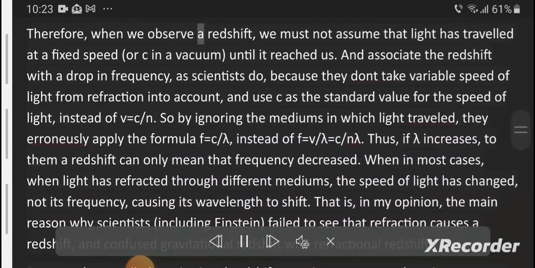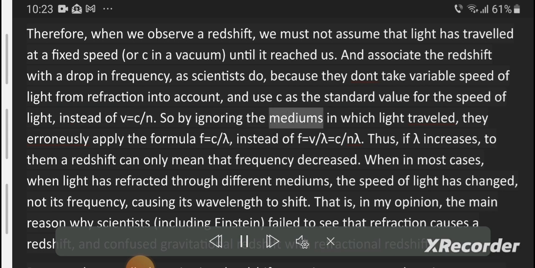Therefore, when we observe a redshift, we must not assume that light has traveled at a fixed speed, or c in a vacuum, until it reached us, and associate the redshift with a drop in frequency, as scientists do, because they don't take variable speed of light from refraction into account, and use c as the standard value for the speed of light, instead of v equals c/n.